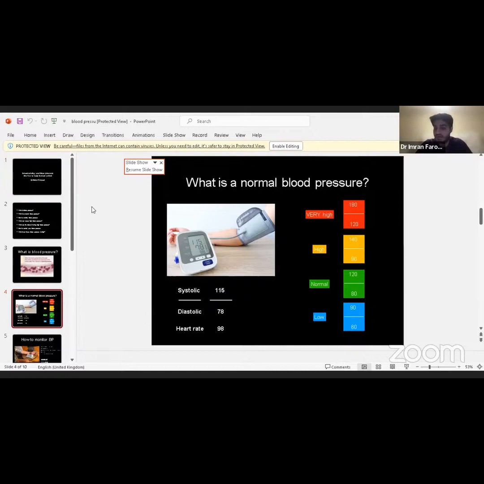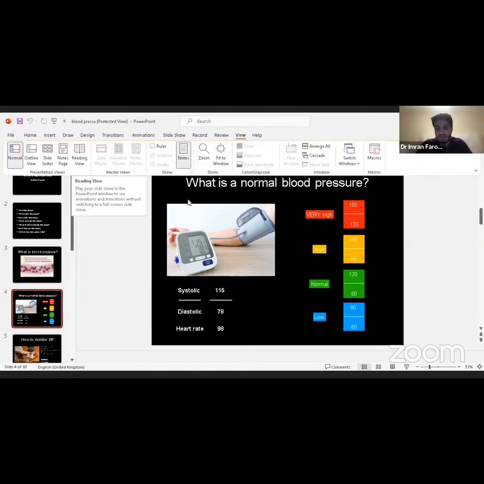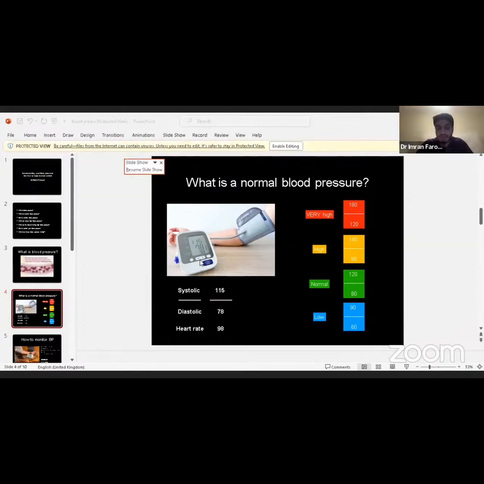And then once the heart muscle relaxes, in between the beating of the heart, that gives us our lower number, which is called the diastolic pressure. So that's why we have two numbers. In this example on the left, it's 115 over 78. Systolic is the higher pressure, and diastolic is the lower pressure.